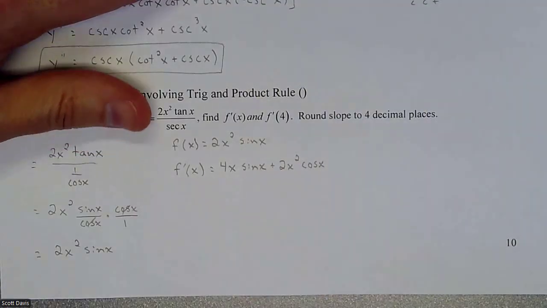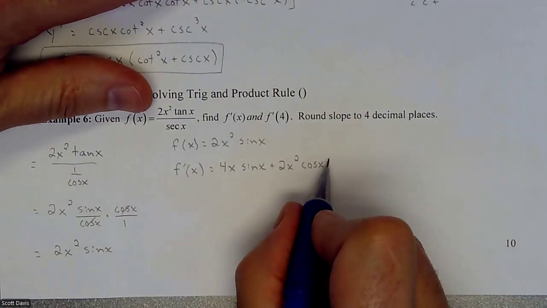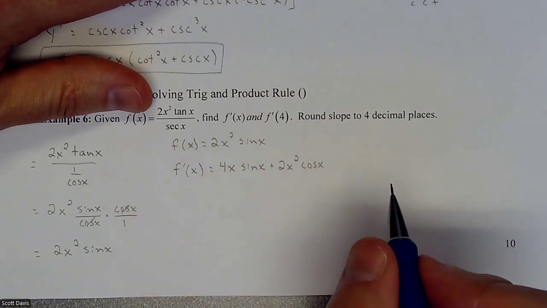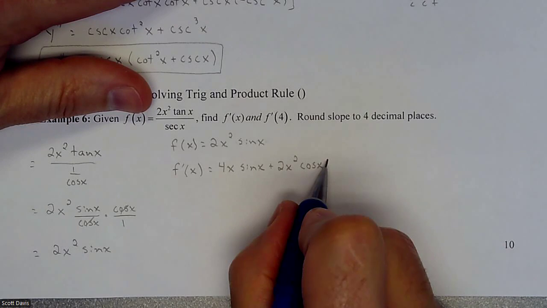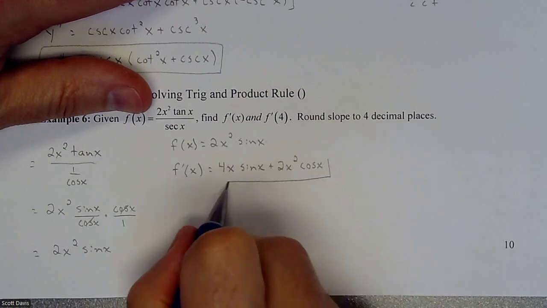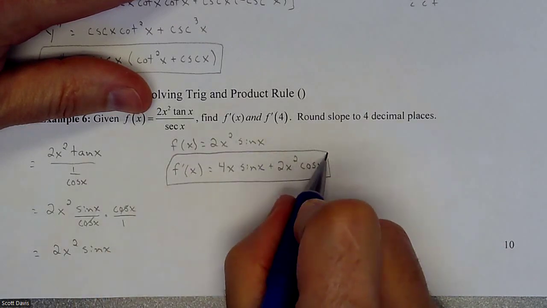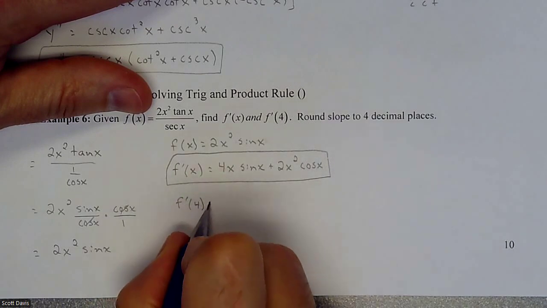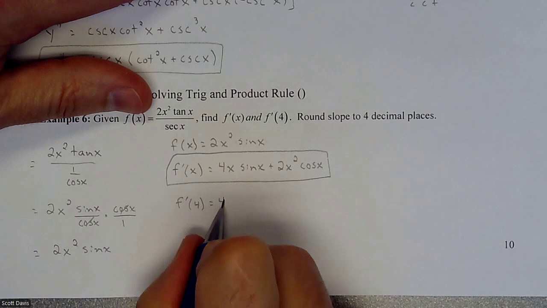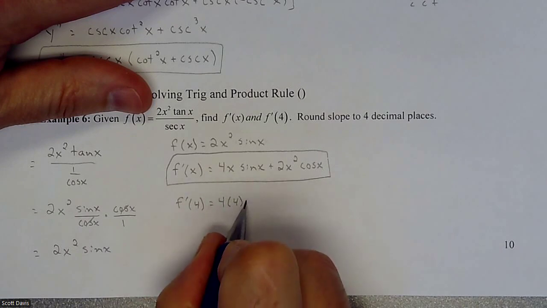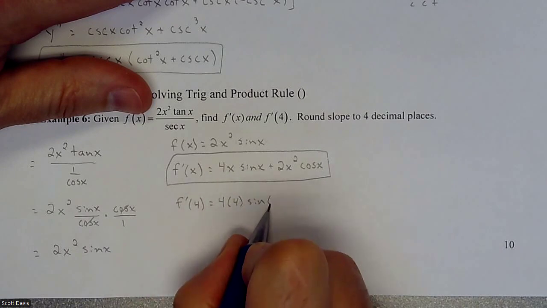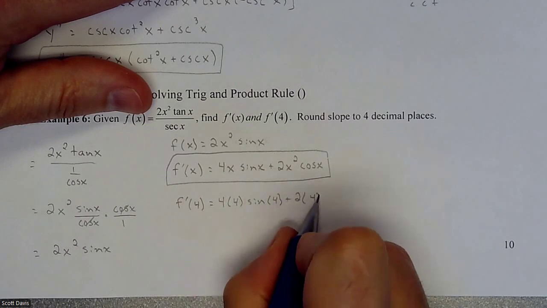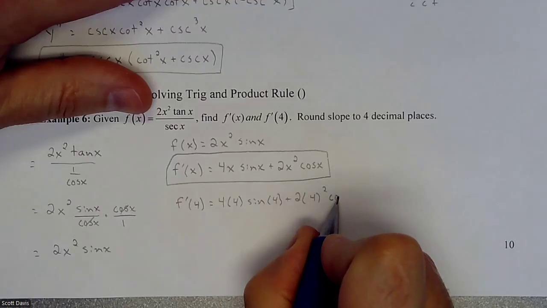All right, that is our derivative. There's nothing really we need to do to manipulate that. Maybe we can take a 2x out, but that really doesn't make anything any better. So that is our derivative. And then we are asked to find the slope at 4. So we would be plugging in, so 4 times 4 times sine of 4 plus 2 times 4 squared cosine of 4.